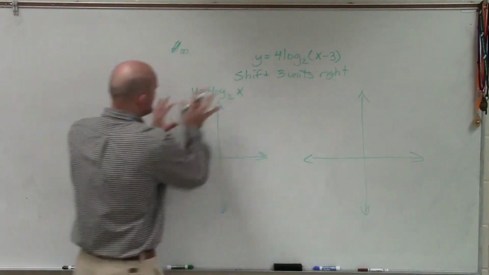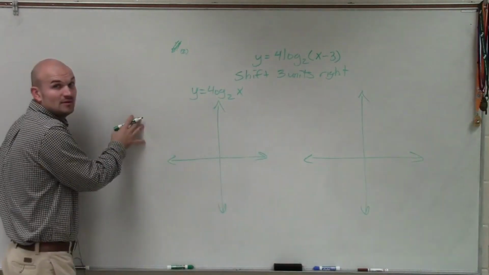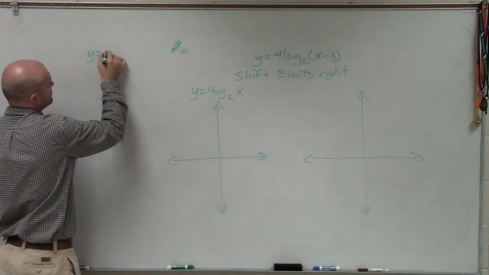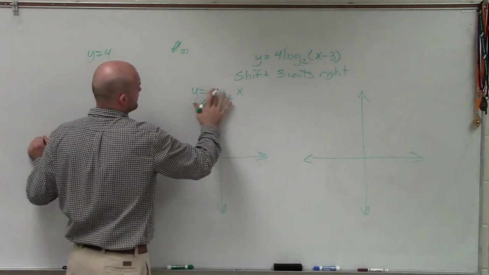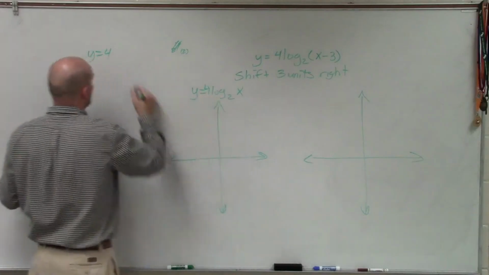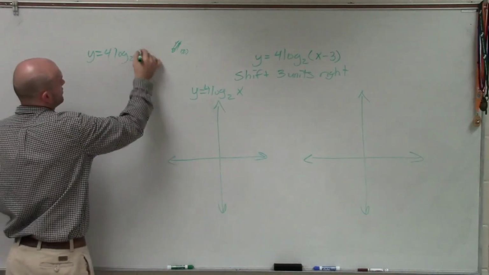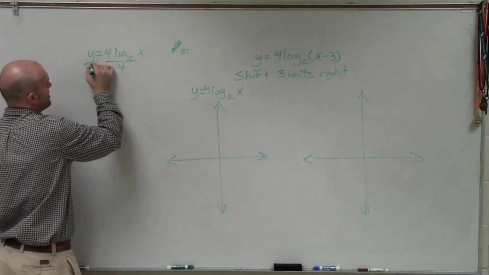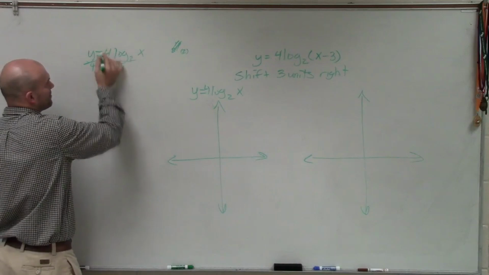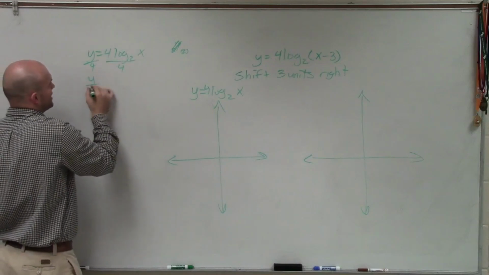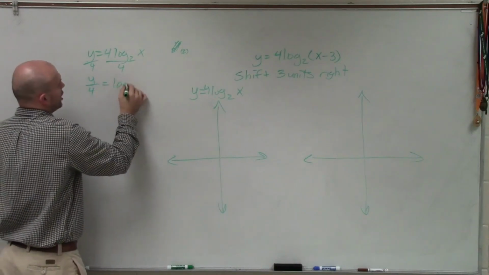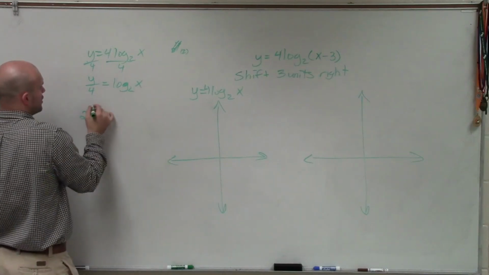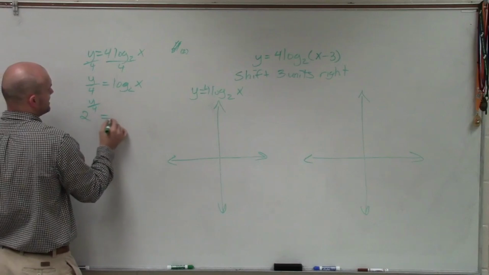All right. Now, to graph this, again, we can set up a table of values. So I'll have y equals 4 log base 2 of x. Now, there's a couple properties of exponents we could use, or you could also divide by 4 on both sides and then rewrite it in exponential form. So I have y over 4 equals log base 2 of x. Rewriting this in exponential form, we have 2 raised to the y over 4 power equals x.